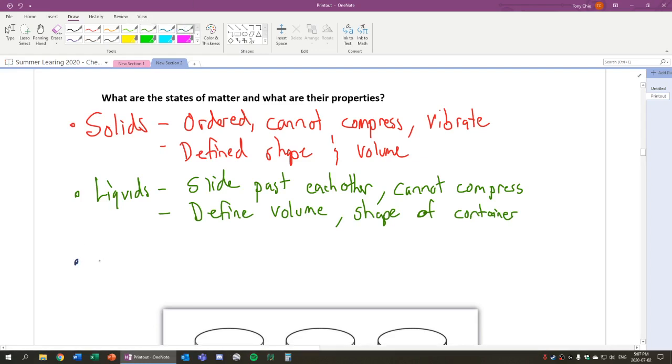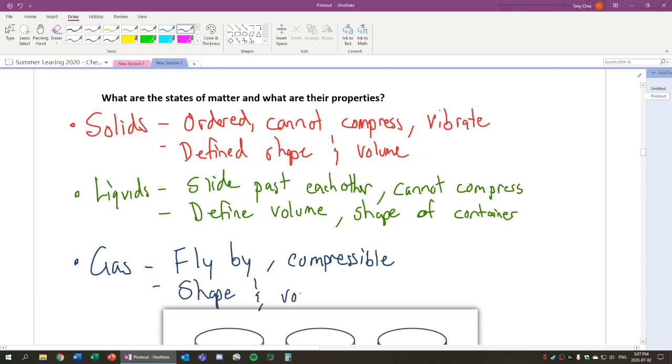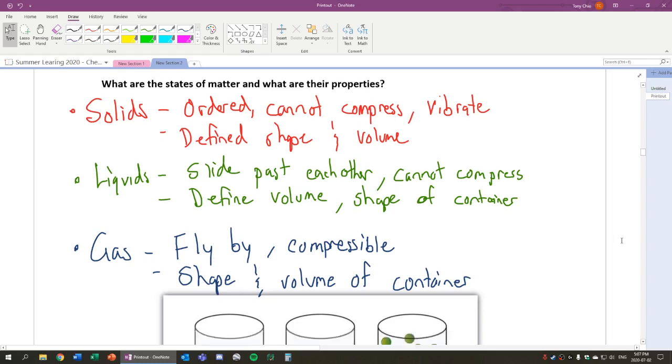Alright? The last one we're going to talk about is gas. Gases fly by each other. They're very far apart, and they can be compressed. So gases are compressible. Okay, but what they do is they will now have the shape and volume of the container. So a gas will take up the full shape and volume of the container. You might think of it in terms of osmosis, right, or diffusion. A gas will diffuse itself amongst this container. Like, say for example, if someone was to peel an orange, the smell of that orange will go around the whole classroom.